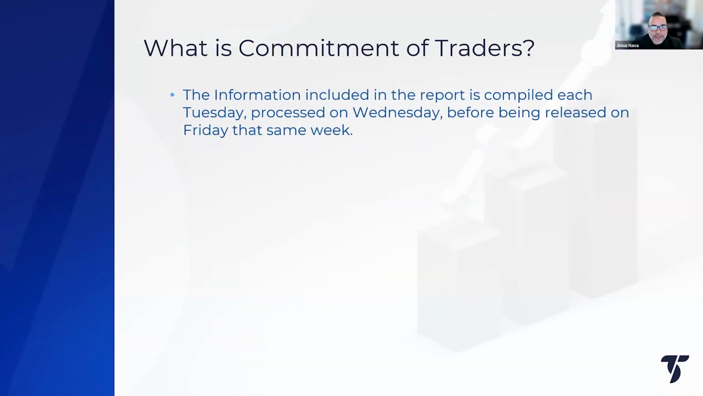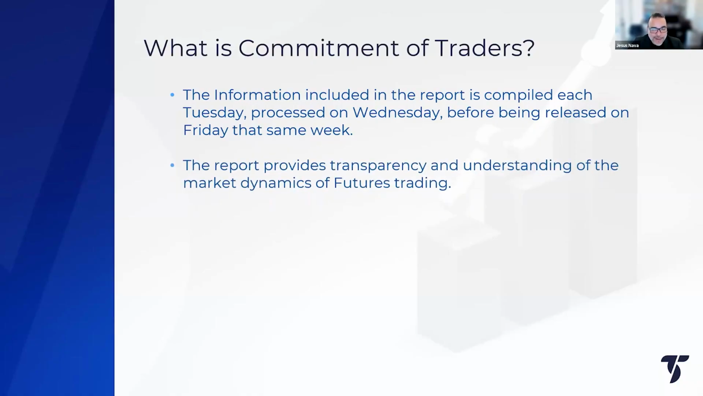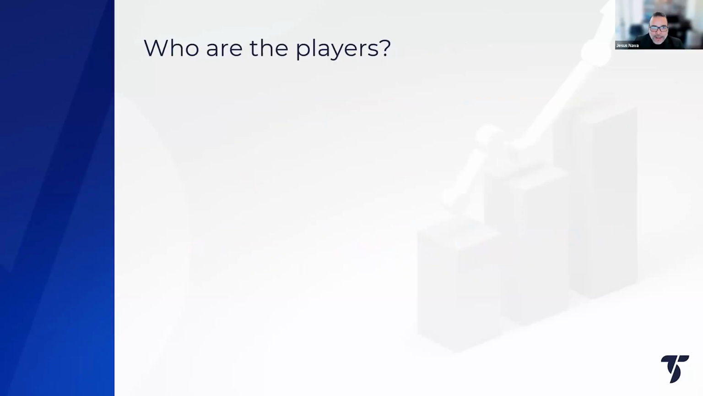The information in the report is compiled each Tuesday. It is processed on Wednesday before being released on Friday that same week. So as you can tell, it's a weekly report released every Friday for that week's commitments of traders data. The report provides transparency and understanding of the market dynamics of futures trading. We're going to take a look at why, and at the indicators that are part of TradeStation that allow you to read this data.